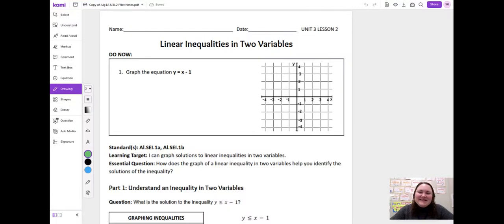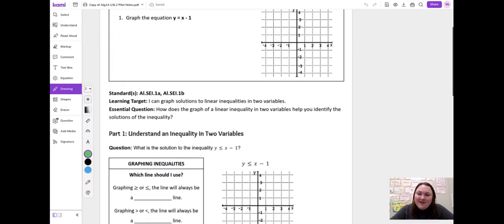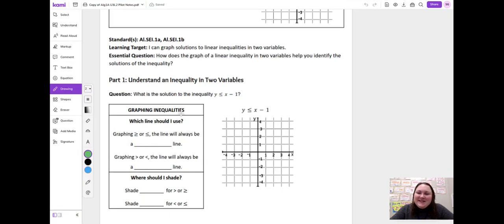Hi math students, this video is going to be for our lesson on linear inequalities in two variables. Hopefully you have already completed the do now and graphed this equation. What we're going to be doing today is really similar. The difference is instead of graphing an equation on a coordinate plane, we're going to graph an inequality. So our goal for this lesson is by the end you can graph solutions to linear inequalities in two variables.